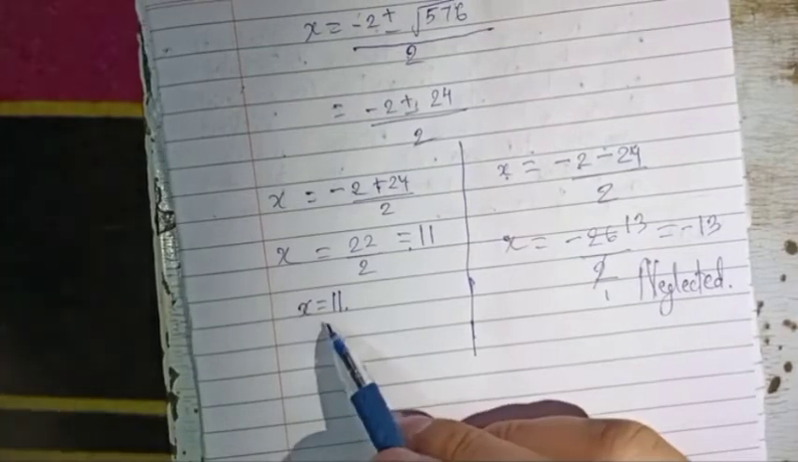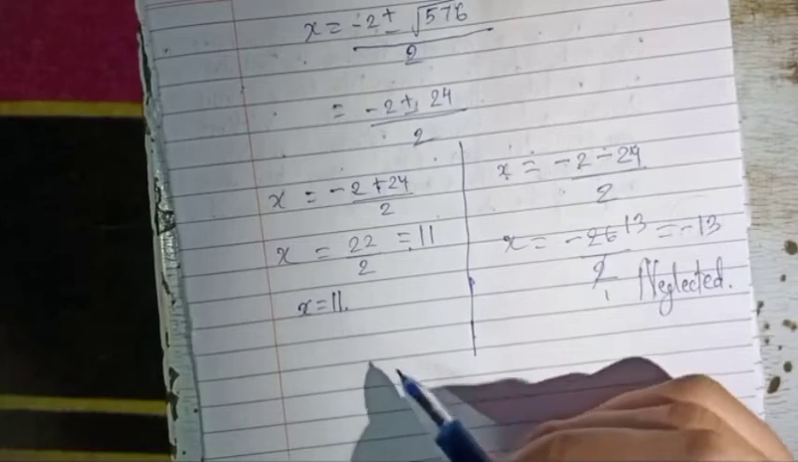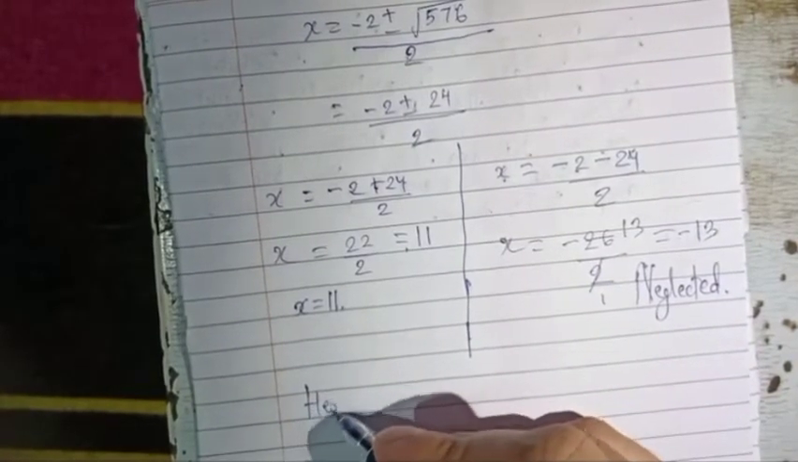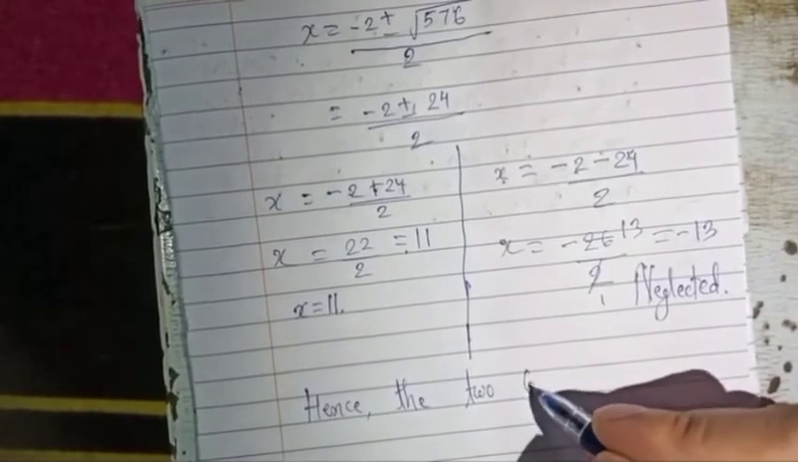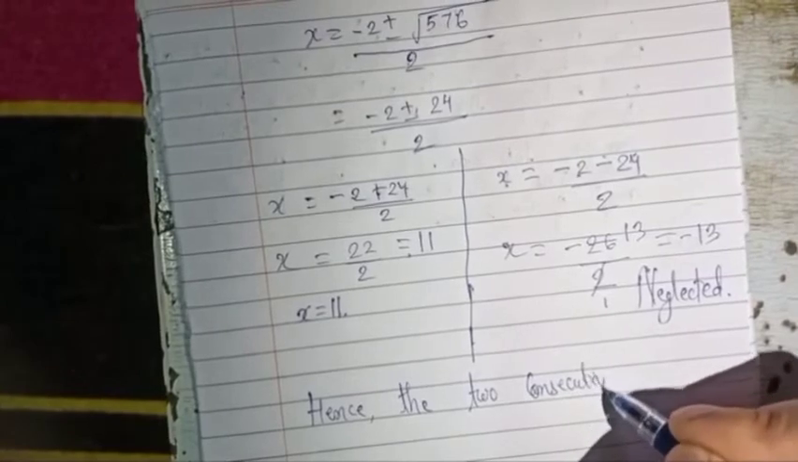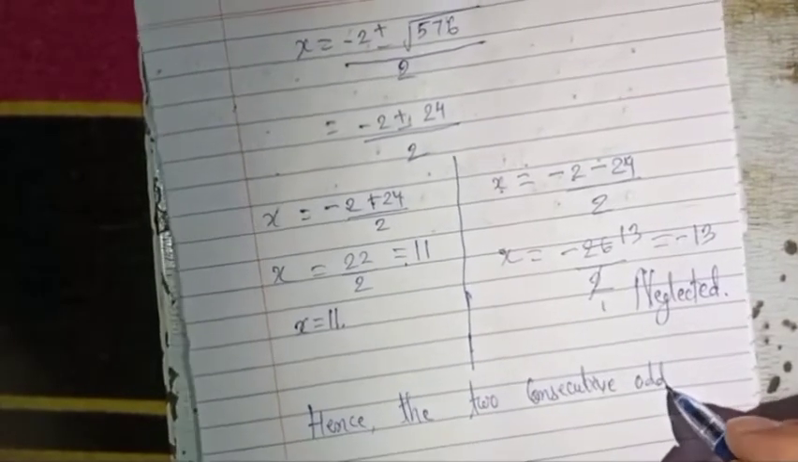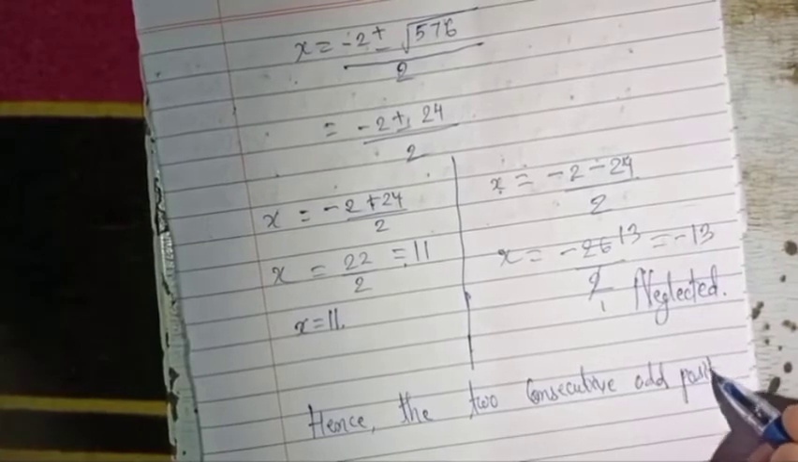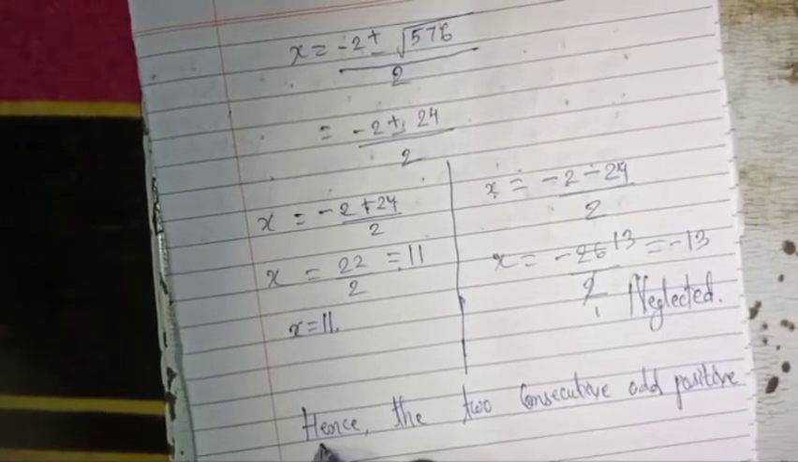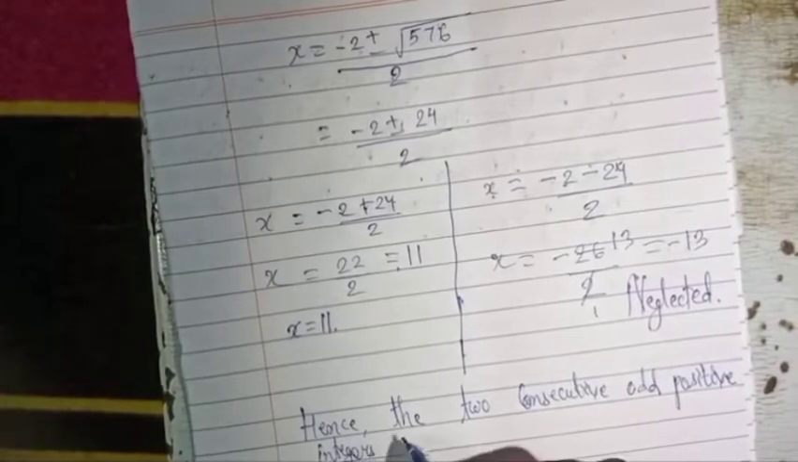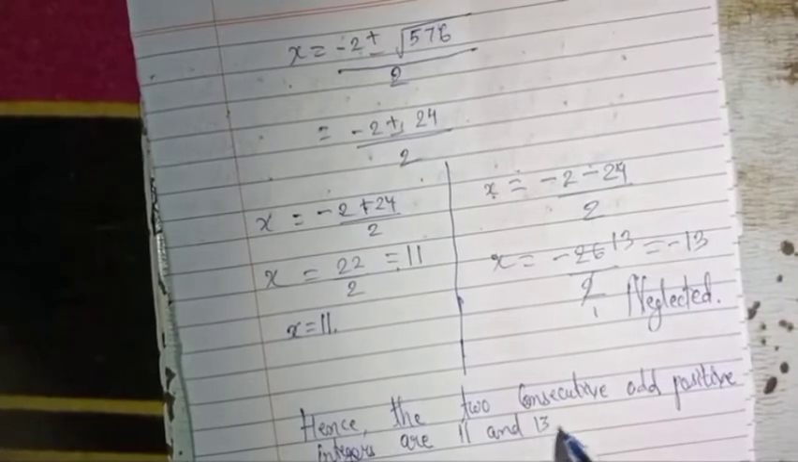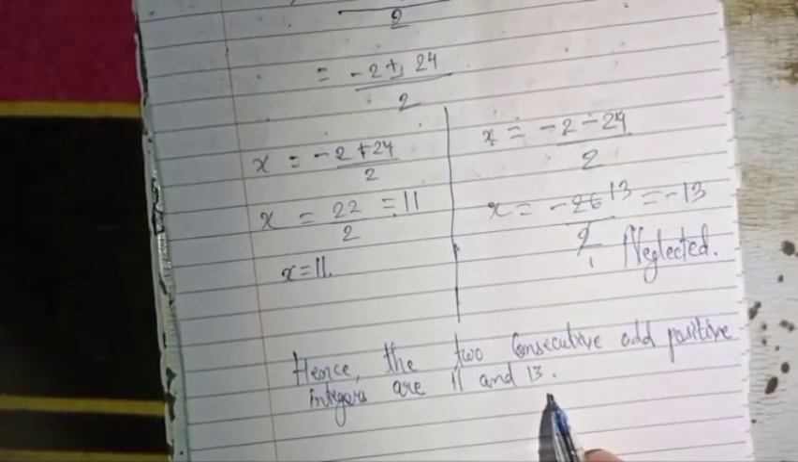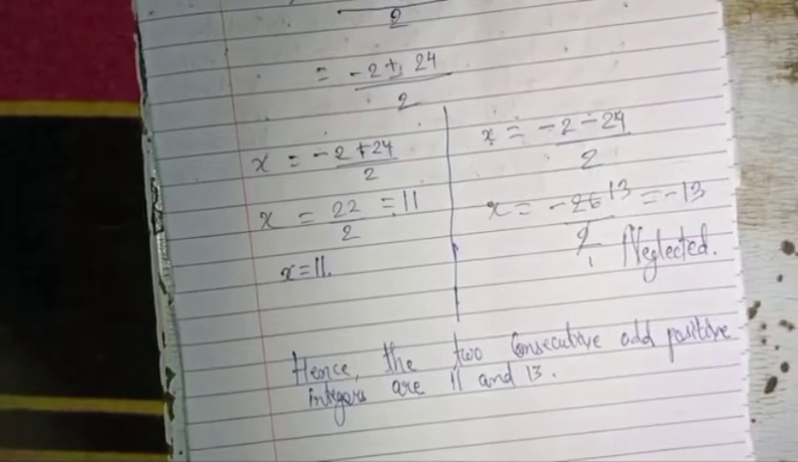Okay, so one number is 11, the another number will be what? 11 plus 2, 13. So here we can write, hence the two consecutive odd positive integers are 11 and 13. Hence the two consecutive odd positive integers are 11 and 13.